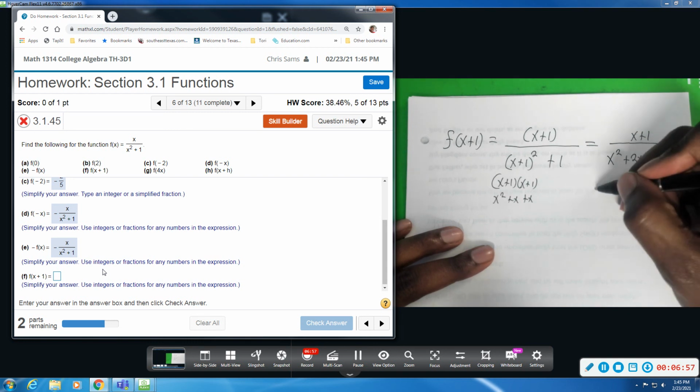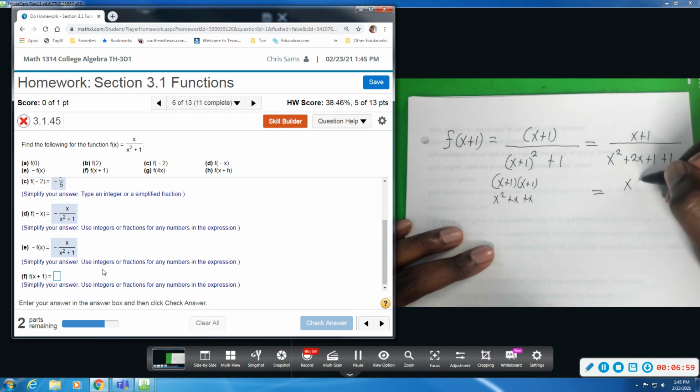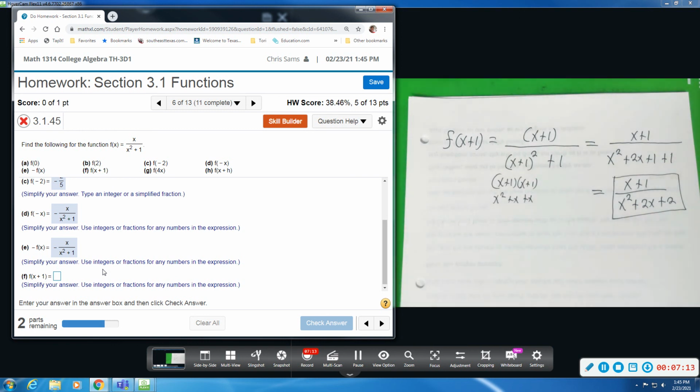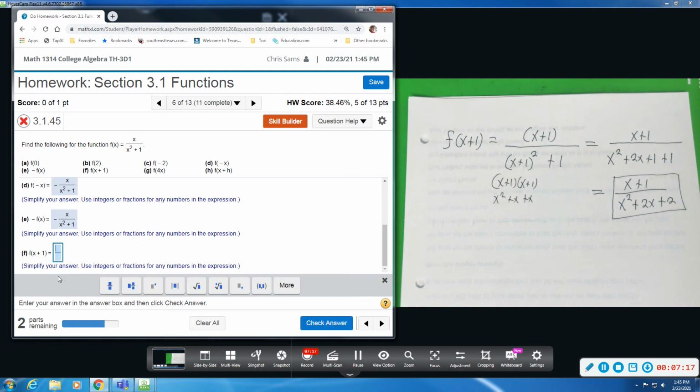So when you simplify, x plus 1 on the top, on the bottom you have x squared plus 2x plus 2. And this will be our expression here. So we have x plus 1 on the top, and then x squared on the bottom, plus 2x plus 2.